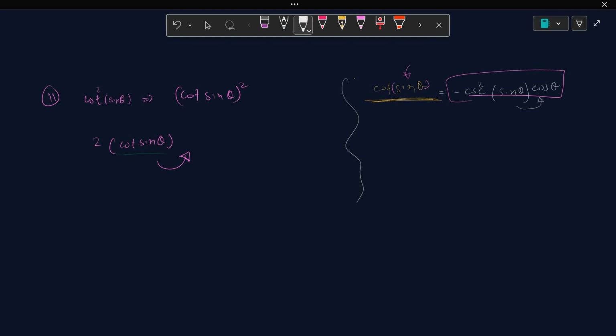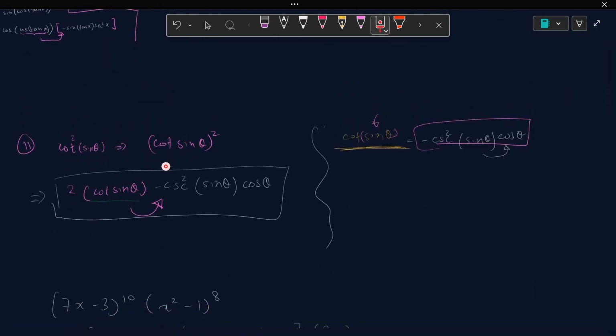So that's it. You have negative cosecant squared of sine theta, times cosine theta, and this completes your question. This is your derivative, as simple as this.